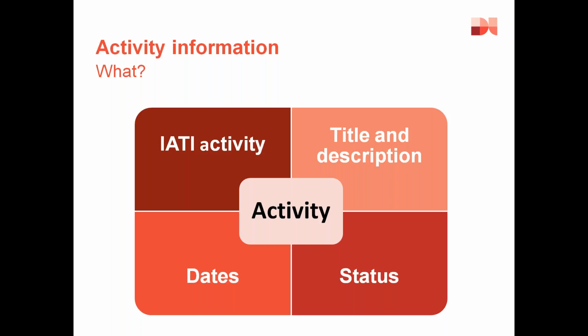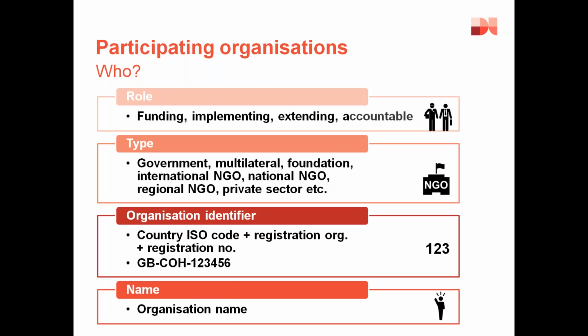And also we have the status field, which really just denotes whether the activity is still in planning, or as we would call it, pipeline, if it's in implementation, if it's actually still in progress, or if it's moved into a post-delivery phase or effectively has finished. So moving on to the next slide, I'm going to talk about who's involved.